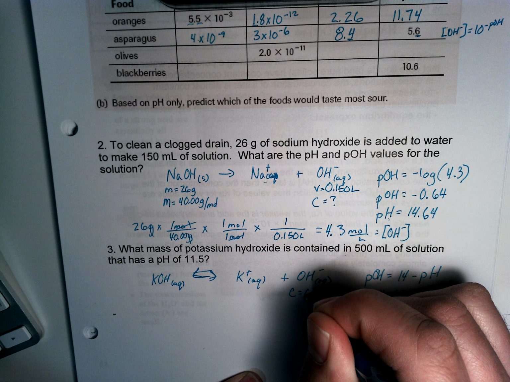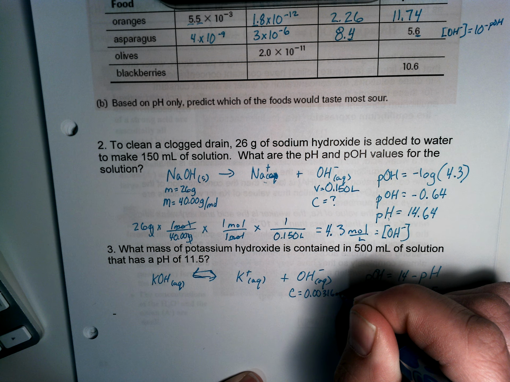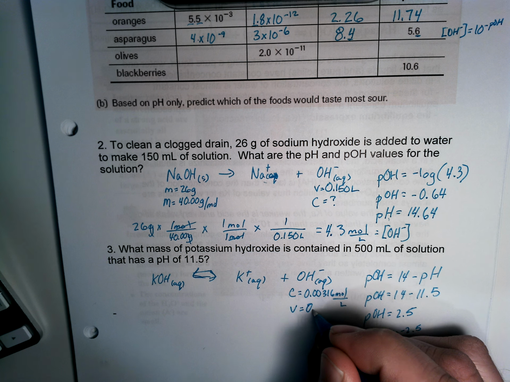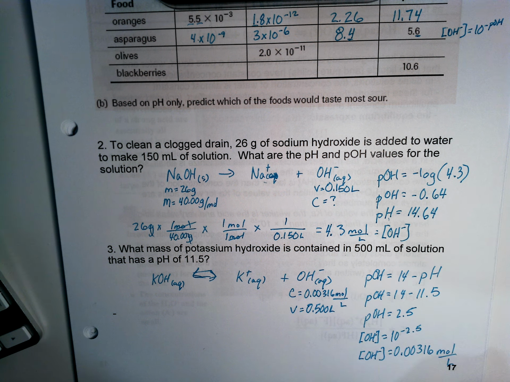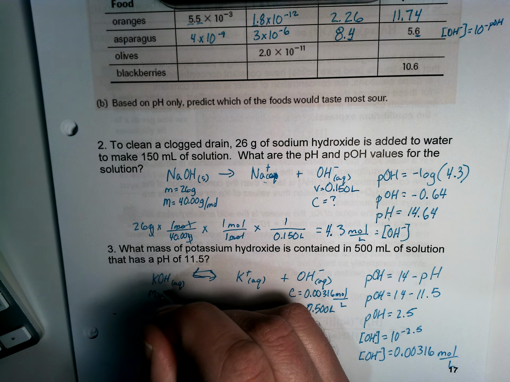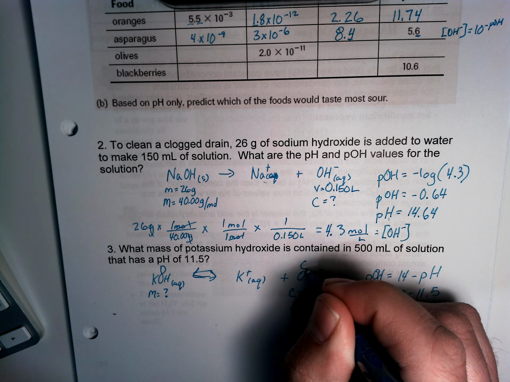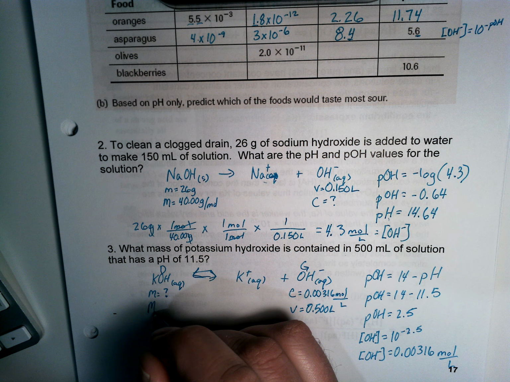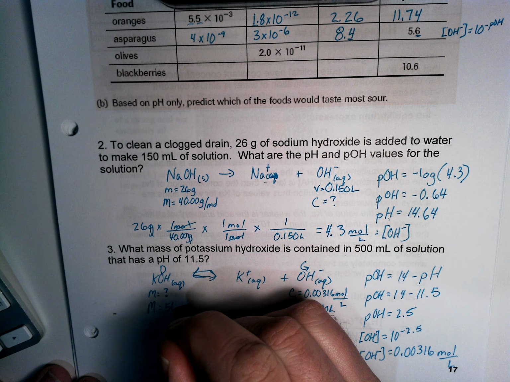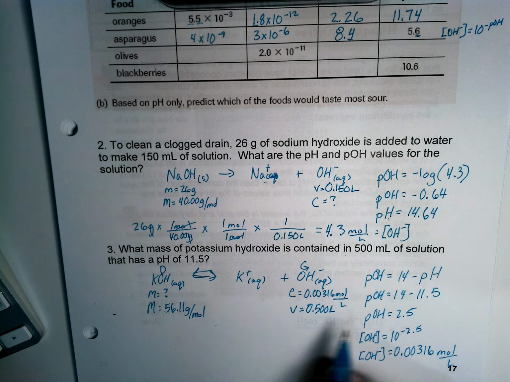This is our concentration, 0.00316 moles per liter. We have a volume here of 0.500 liters. Again, I always convert to liters. We want to know what this mass is. This is our desired, this is our given. Again, whenever we see mass, we want molar mass. Write that, and that is 56.11 grams per mole.